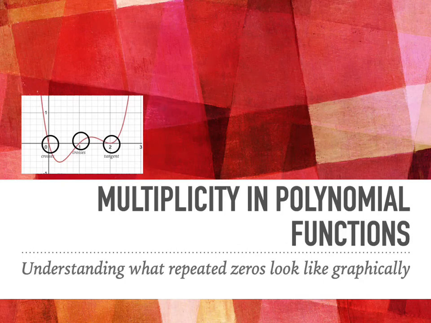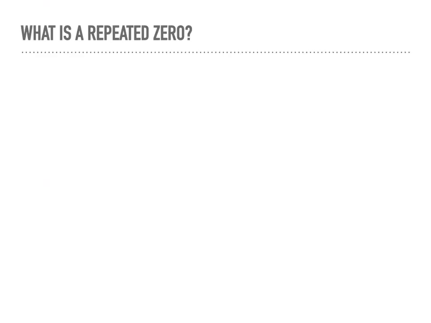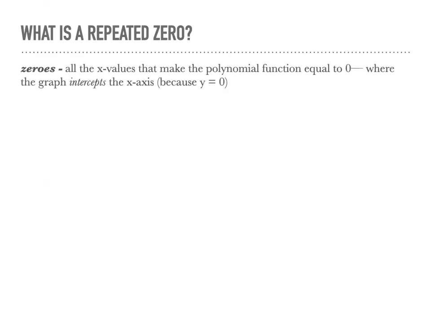Today we'll be talking about multiplicity in polynomial functions and understanding what repeated zeros look like graphically. Zeros are all the x values that make a polynomial function equal to 0, aka where the graph intercepts the x-axis, because when the graph intercepts the x-axis, that's when y is equal to 0.